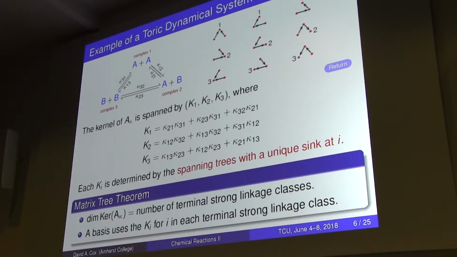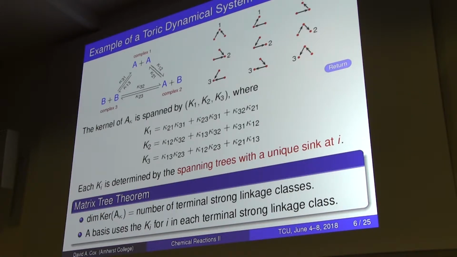And the matrix tree theorem says that the dimension of the kernel is the number of strong terminal linkage classes. So this is now for an arbitrary directed graph, and the basis of this uses the analogs of the k_i for the i in each terminal strong linkage class. So in the general situation, the kernel of this matrix A_kappa is supported on the terminal strong linkage classes.